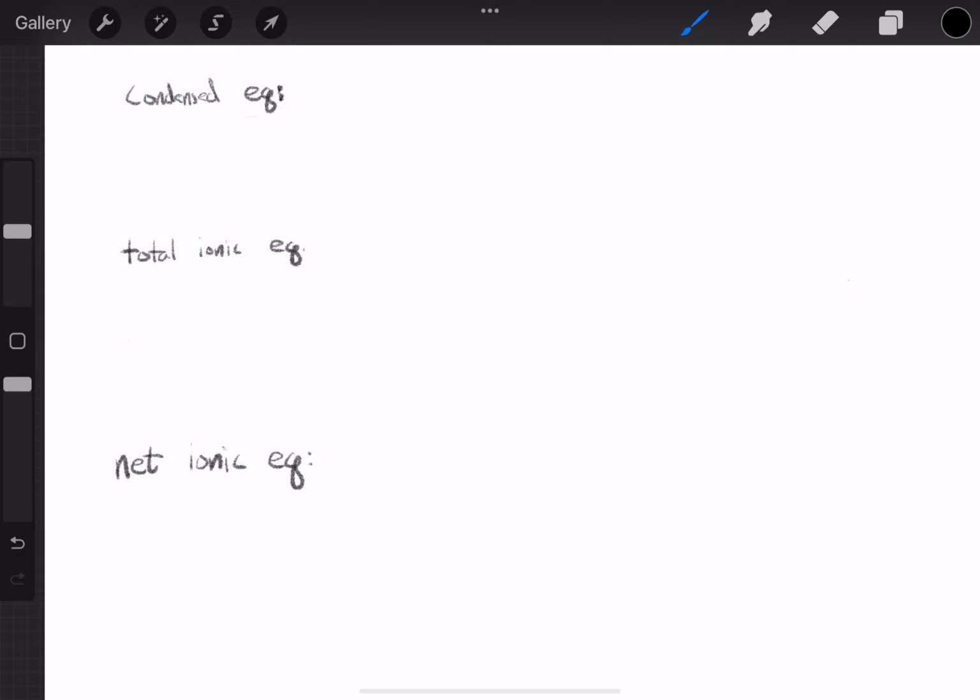Let's say we have sodium carbonate. Remember, carbonate is CO3 2 minus, so we need 2 sodium atoms, plus HCl, and to give us... so we're going to do 2 things here.